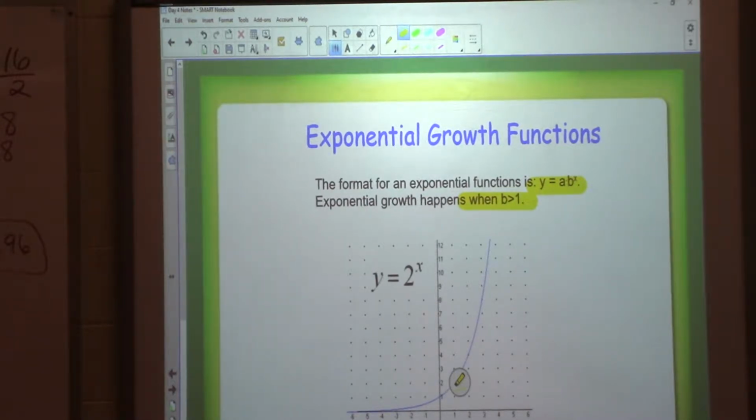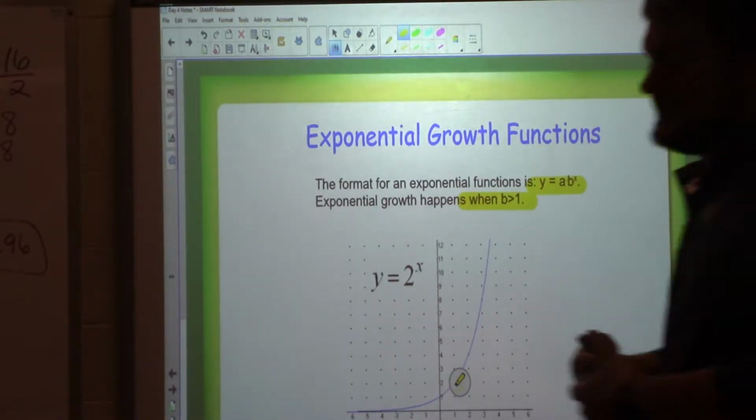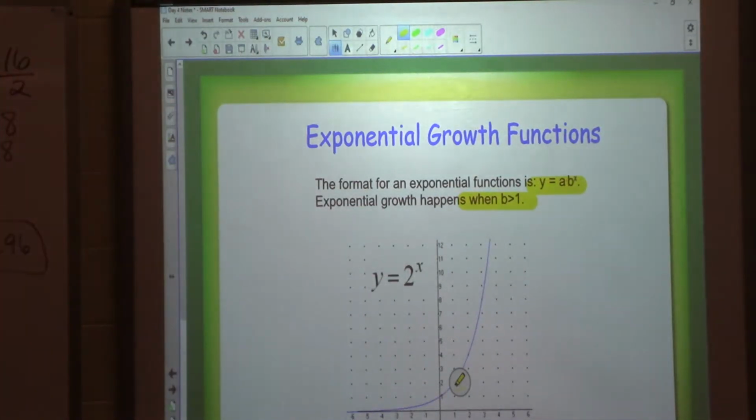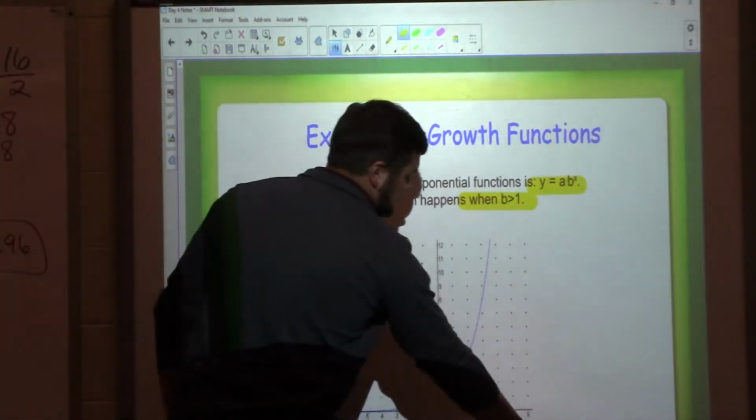But we're going to graph things today. We're never going to ask you to graph an exponential on the test. Alright? And we'll talk about that as we go along. Like I said, it's one of my least favorite days, so let's just kind of power through it. We're good to go. First things first, exponential growth functions.